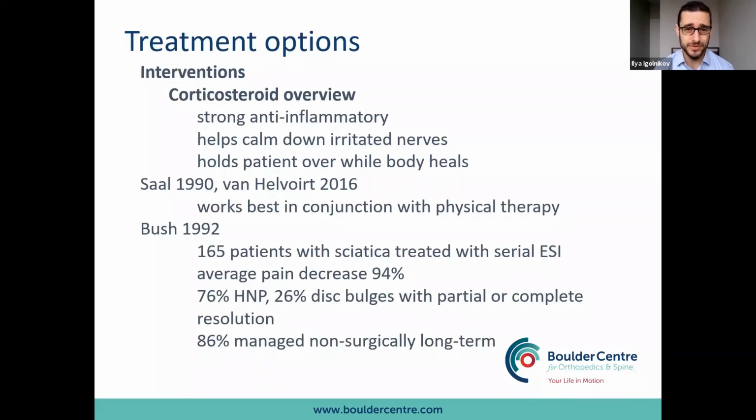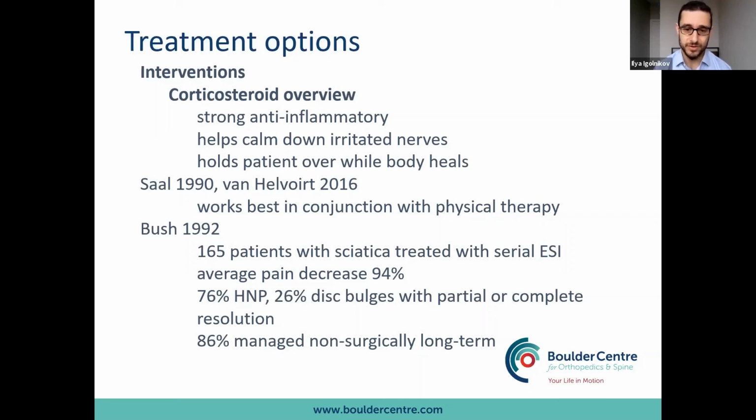And so continuing along, there are different types of injections that we do for low back pain related to a disc injury with leg symptoms. The main thing people have heard of, or that gets performed, is a corticosteroid epidural injection. These are very strong anti-inflammatory drugs delivered directly into the epidural space, right next to where the disc is pushing on that nerve. It helps calm down those irritated nerves. It doesn't fix the problem. It just holds you over while your body does its own healing.